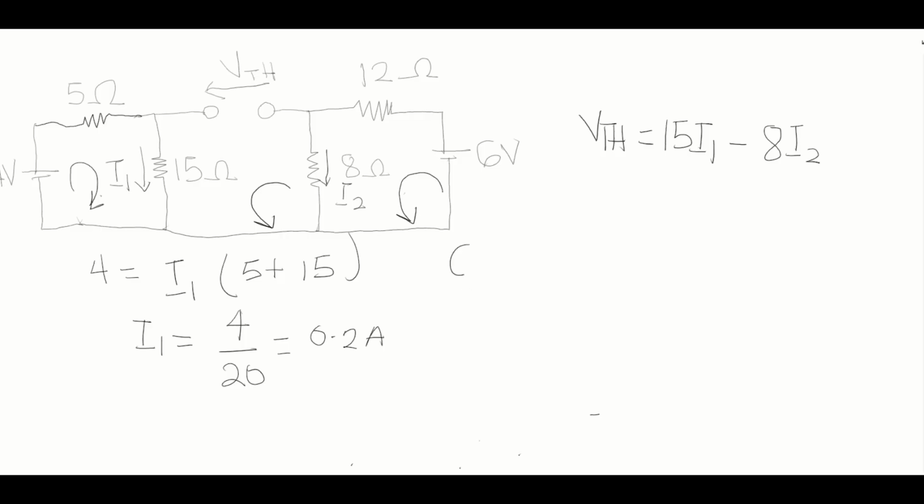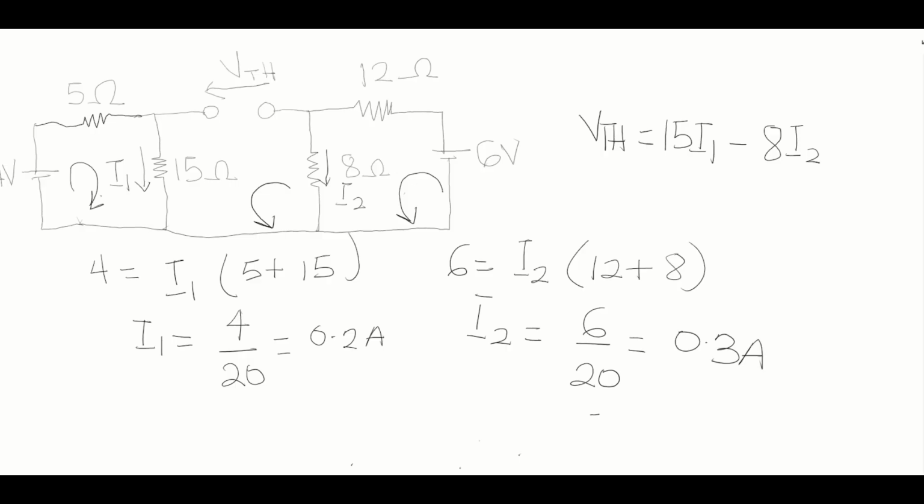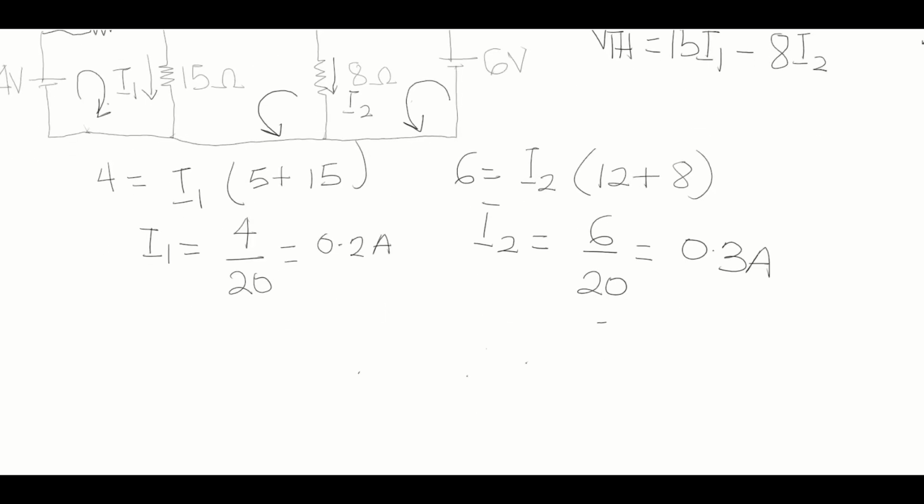Then we are going to use this loop to calculate I2 also. For I2, 6 is equal to I2 times 12 plus 8, because the 12 and the 8 are in series. The current will not split at this junction, but all the current will flow through this loop. So I2 is going to be equal to 6 divided by 20, which also gives you 0.3 amps.